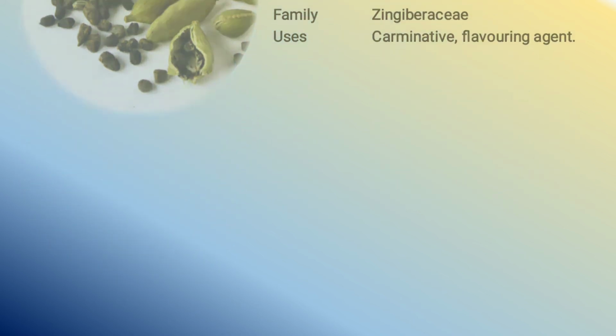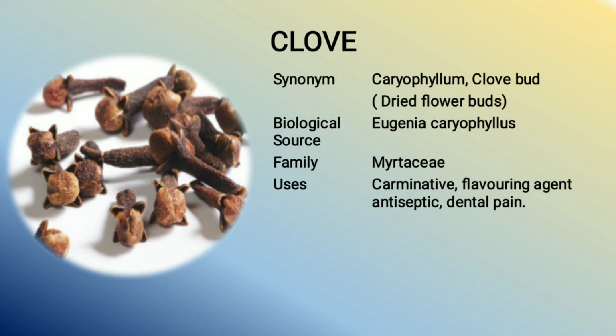Moving to the next image. The next image is of, students, what is this? This is the image of clove, right? Talking about its synonym, clove is also known as Caryophyllum or clove buds. It is also called long, right? It is dried flower buds and its biological source is Eugenia caryophyllus. Its family is Myrtaceae and it is used as a carminative, flavoring agent, antiseptic, as well as in dental pain.